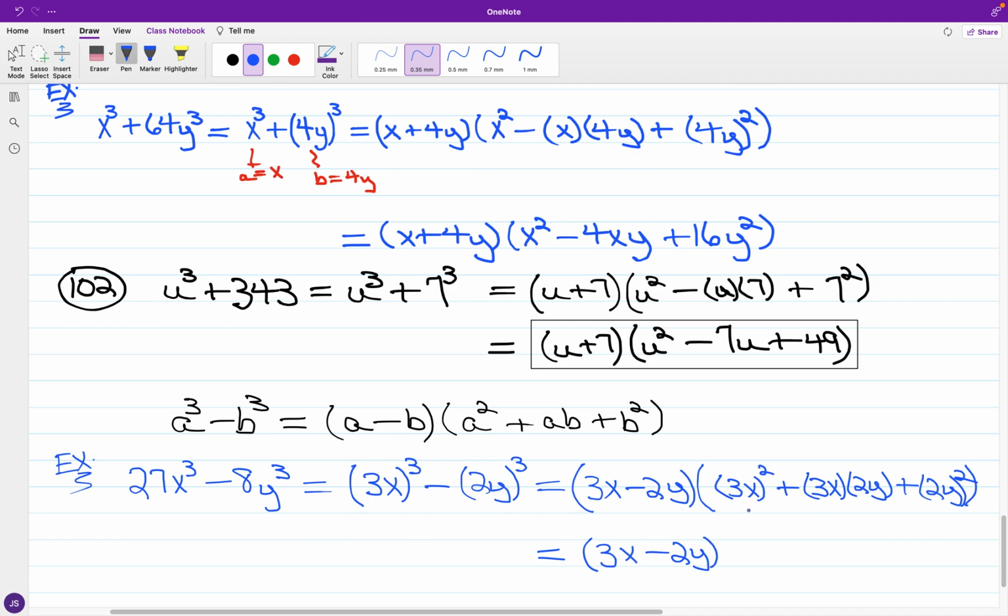And so for the follow through, you've got the square of 3x, so this will be 9x squared, and 3x times 2y, so we have 6xy. And for the square of 2y, or 2y times itself, that is going to be 4y squared.